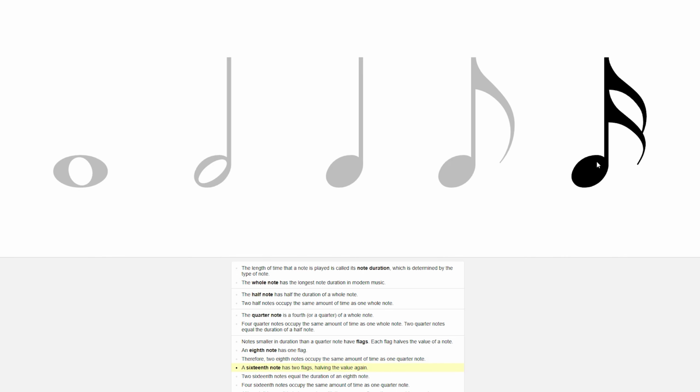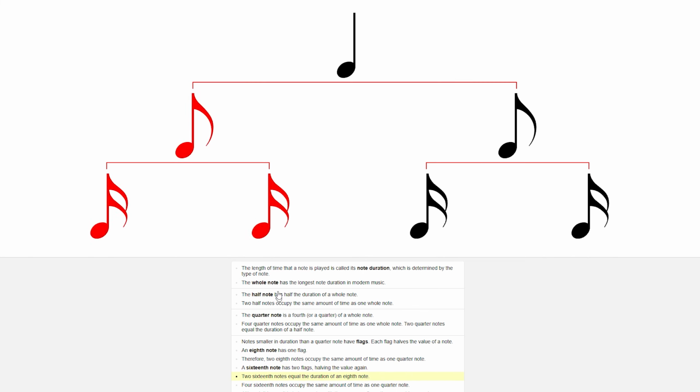A sixteenth note has two flags, having the value, again, two sixteenth notes equal the duration of one eighth note, meaning there's four in one quarter note, because there's two eighth notes in one quarter note. Four sixteenth notes occupy the same amount of time as one quarter note.